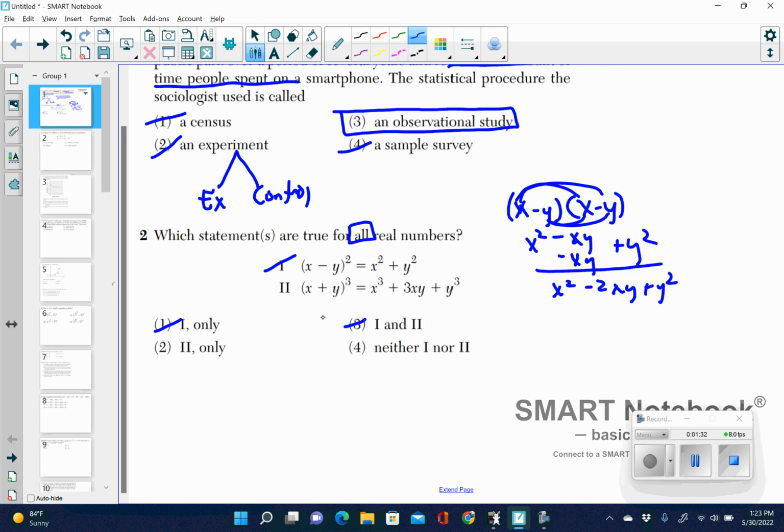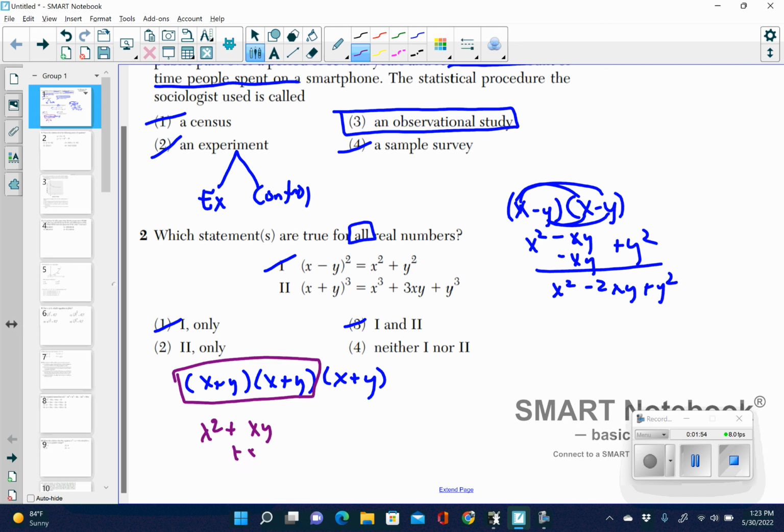Now let's see if the second one is correct. (x plus y) to the third power means that we're going to do the same thing, x plus y, x plus y. We're going to multiply by itself 3 times. We've done this enough that you know that this is not going to be the same, but let me just go ahead and do this for us. So you're going to do this 2 at a time. So FOIL that: x squared plus xy plus another xy plus y squared, so that's going to give you x squared plus 2xy plus y squared, and then we're going to, forgive my handwriting, multiply that by the last x plus y, so x plus y.